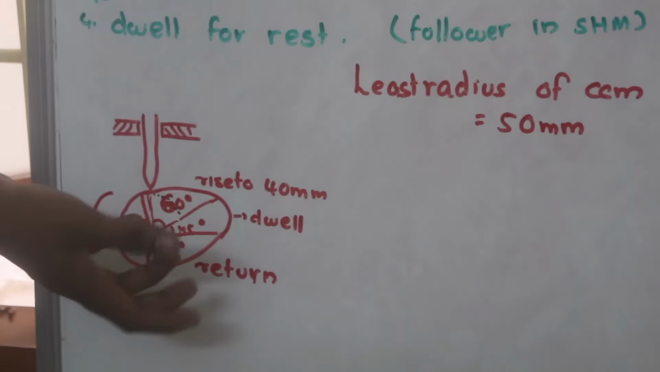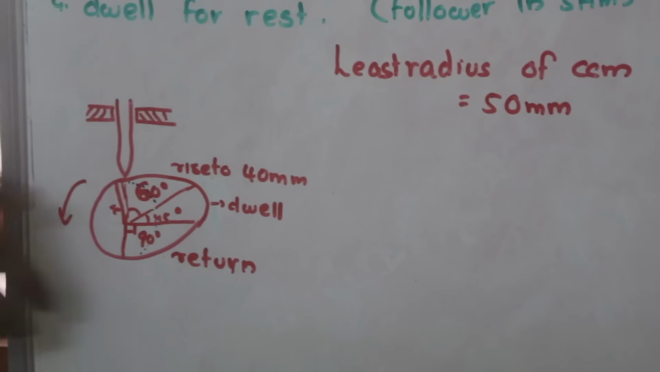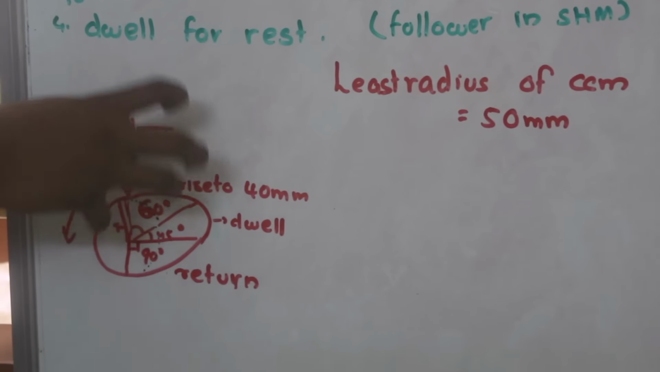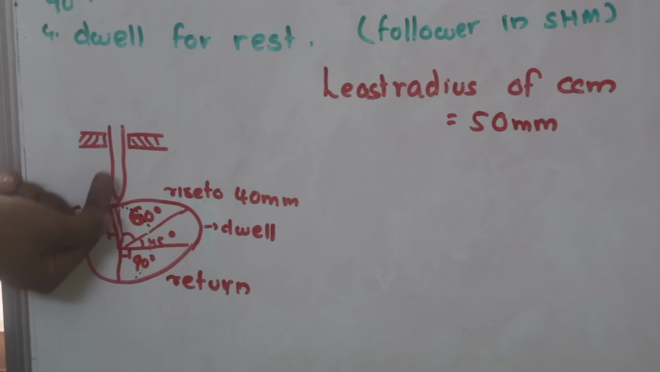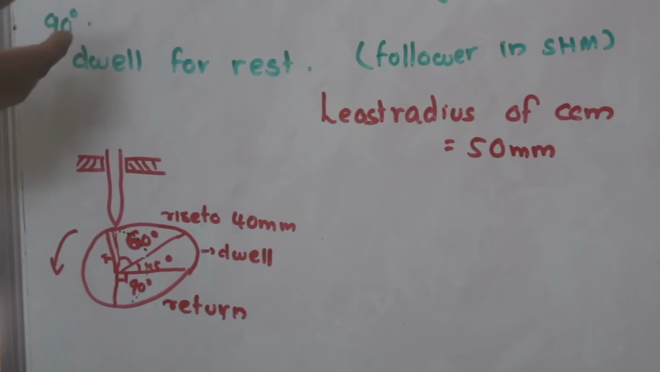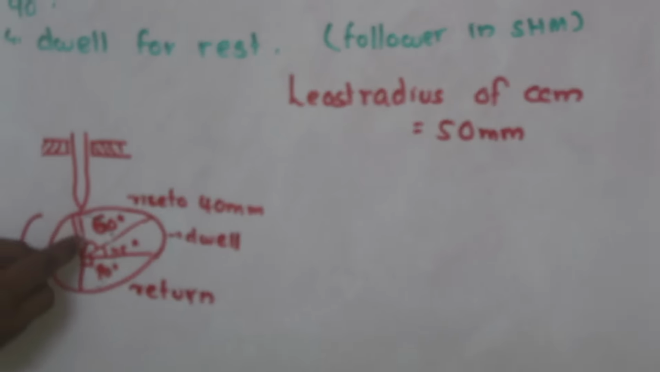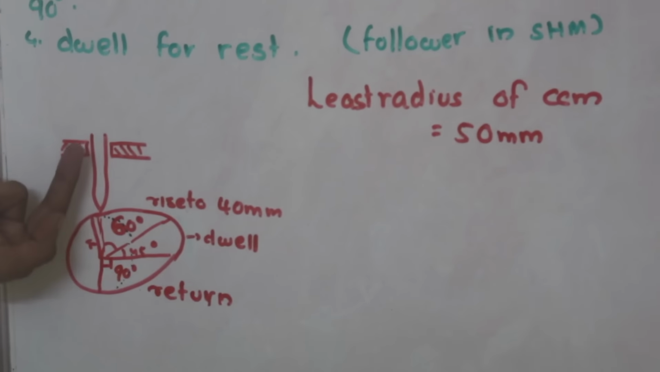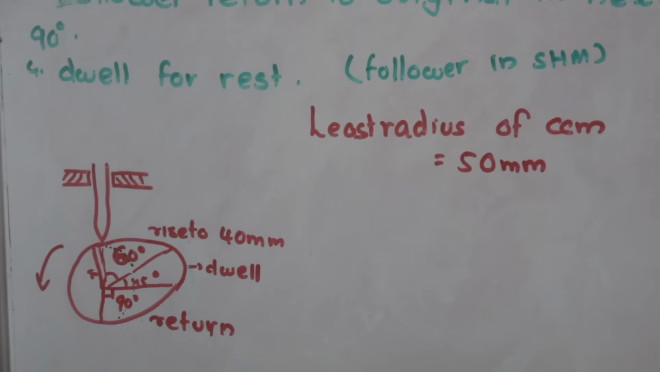This is our cam. So the cam is rotating, say, in the anti-clockwise direction. So when it rotates 60 degree, the follower will go up a 40 mm distance. That means this is the 60 degree. So when this point reaches here, this follower will be moving up by a 40 mm distance.